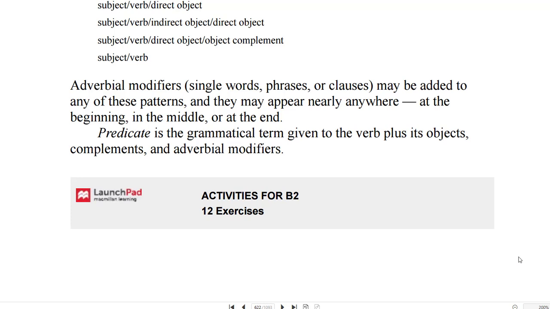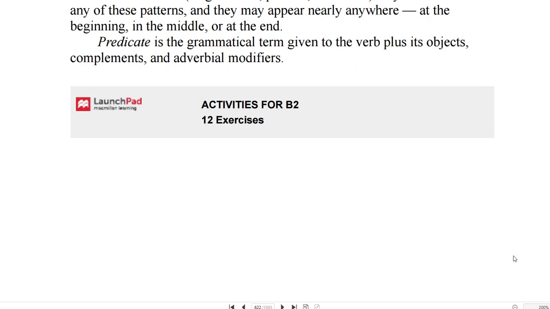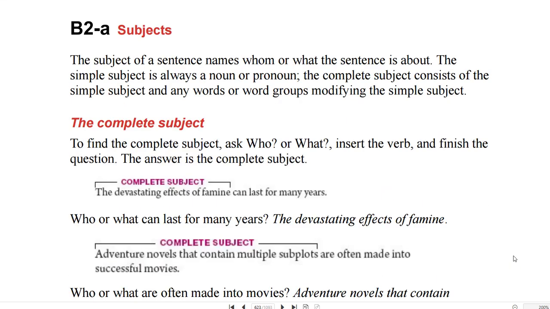Predicate is the grammatical term given to the verb plus its objects, complements, and adverbial modifiers. Subject. The subject of a sentence names whom or what the sentence is about. The simple subject is always a noun or pronoun. The complete subject consists of the simple subject and any words or word groups modifying the simple subject.